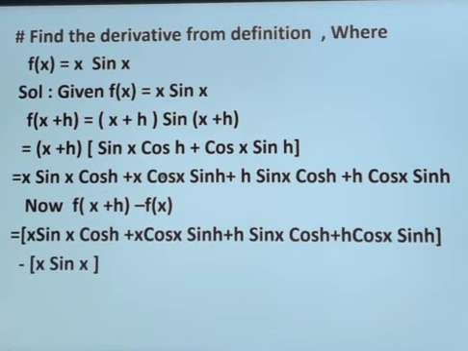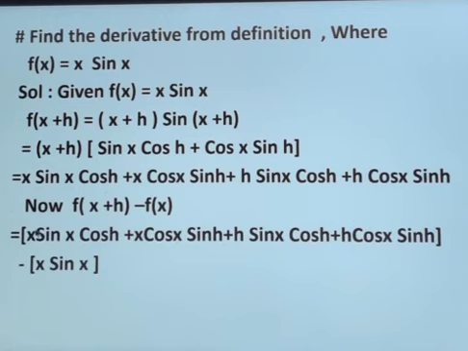Now solve the brackets. So we get x sin x cos h + x cos x sin h + h sin x cos h + h cos x sin h. Now solve it. Find f(x + h) − f(x), that is equal to x sin x cos h + x cos x sin h + h sin x cos h + h cos x sin h − (x sin x).